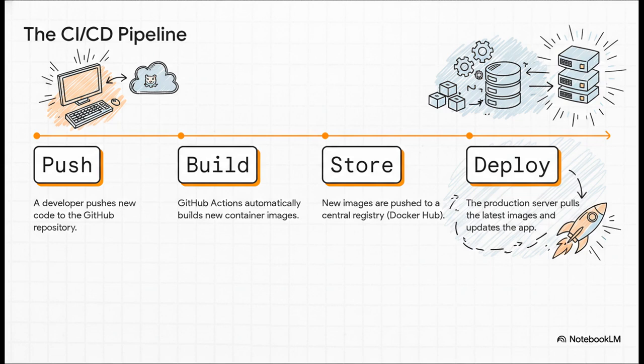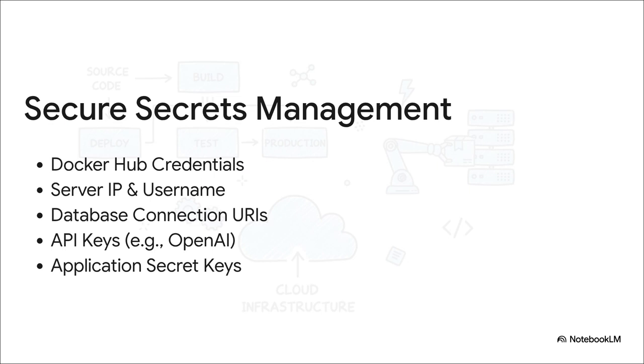Here's how it works. A developer pushes new code to GitHub. That simple push automatically triggers this whole sequence. New optimized container images get built, they get pushed to a central storage spot, and finally, the live server gets a notification to pull down those new images and update the running application. It's all automatic. Now, you might be wondering, what about passwords and secret keys?